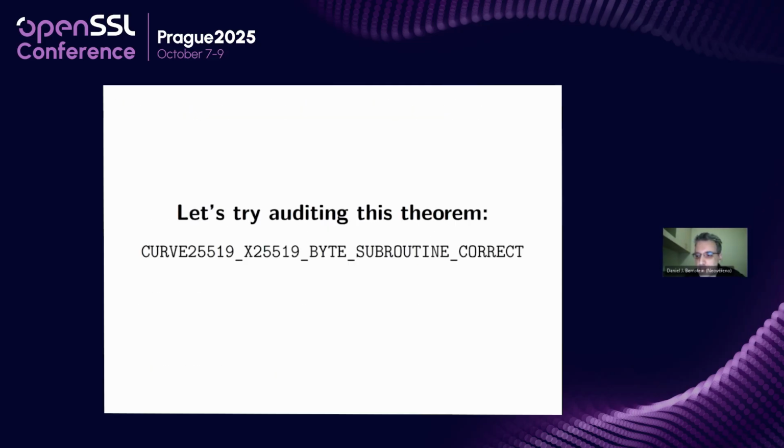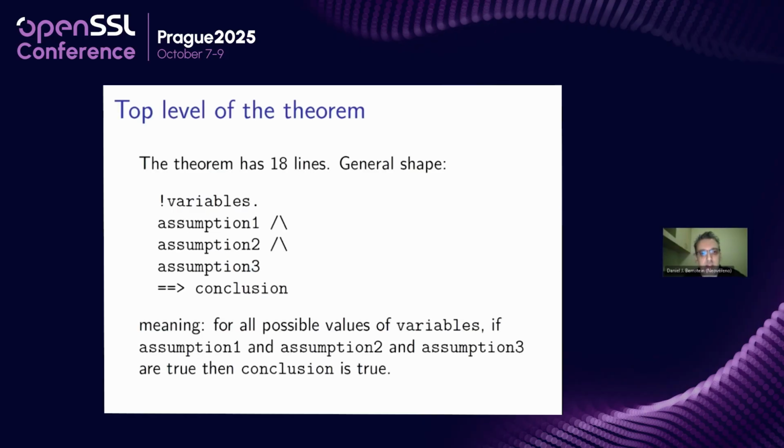Let me just check on time. I think I have a little bit of time where we can actually look at the statement of the theorem. Now, it's 18 lines long. The high-level overview of it is the following 5 lines.